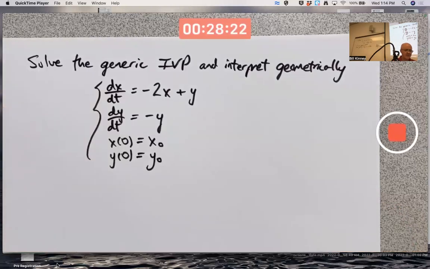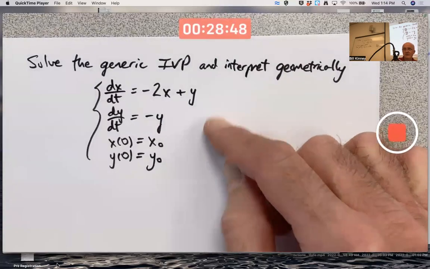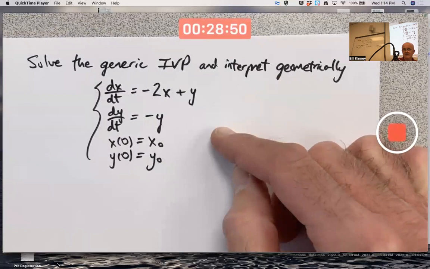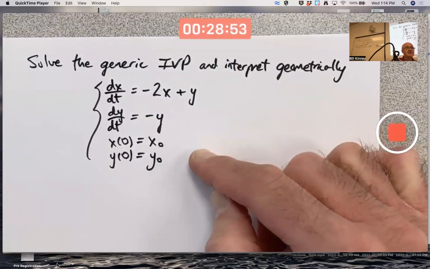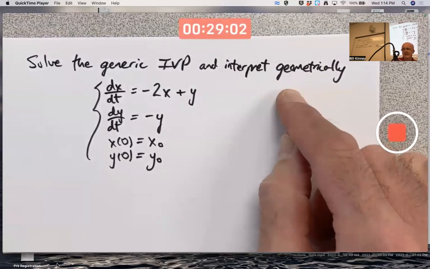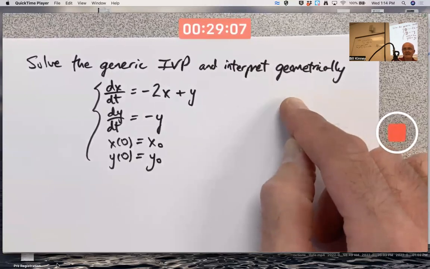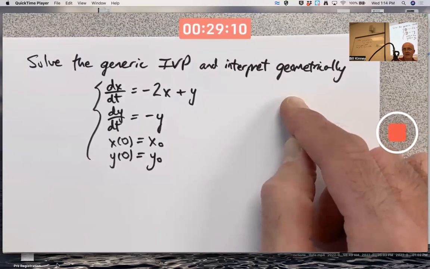Let's spend the rest of our time with a system of linear differential equations, not linear algebra equations, but linear differential equations. It's a system of two differential equations and two initial conditions. We haven't really talked about that yet. Can I still solve this? And interpret it geometrically? That's a very vague kind of statement. What would it mean to interpret this geometrically? Well, let me tell you here in our last 25 minutes of class.